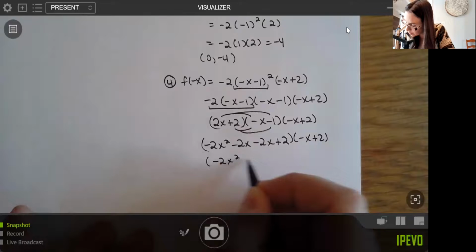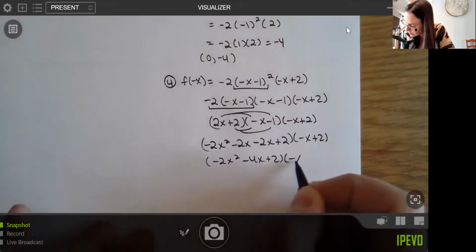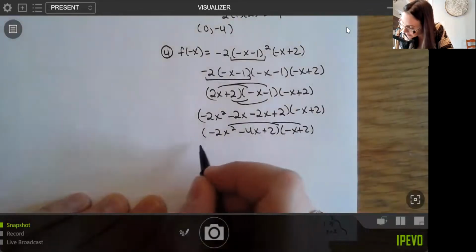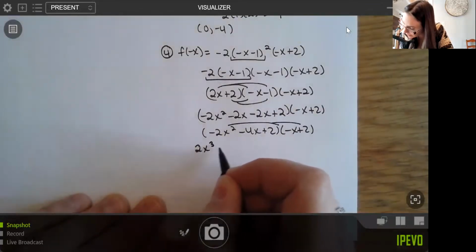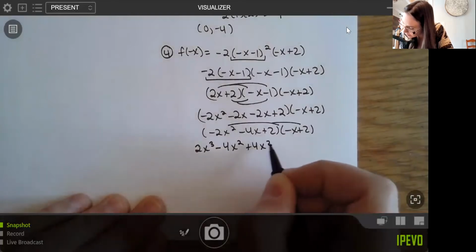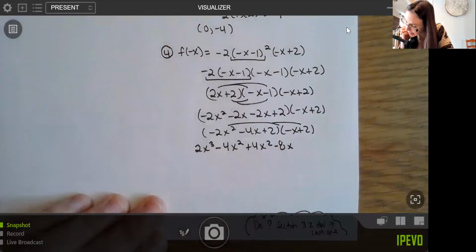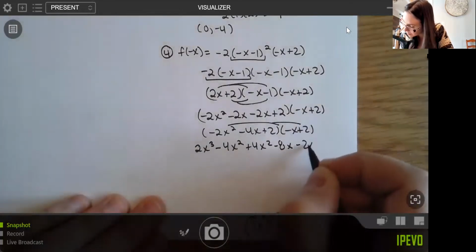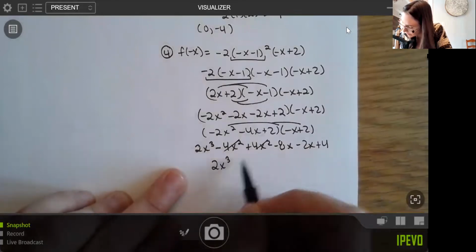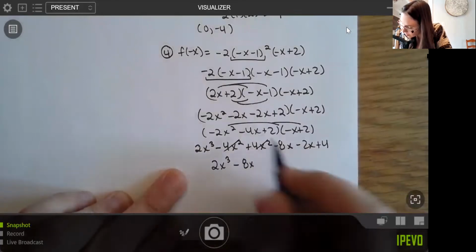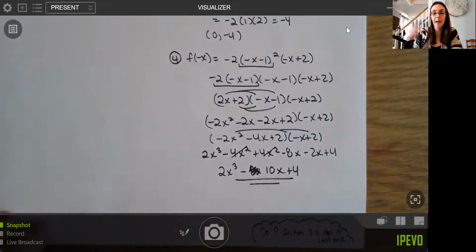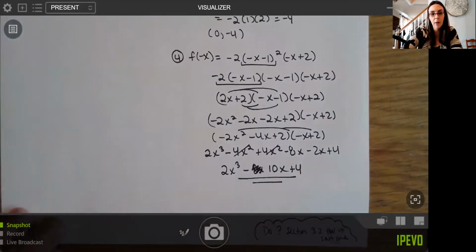I'm just going to clean this up a little bit before I keep multiplying. And now I'll multiply again. You can see it's kind of a long process. So 2x cubed minus 4x squared. On the next term I would have plus 4x squared minus 8x. And then on the 2, I'd have minus 2x plus 4. So I'm looking at 2x cubed here. These cancel out, minus 8x, oops, minus 2x. So that should be minus 10x plus 4. And then what I could do is also multiply out the original. So let me pause the video and I'll do that real quick.